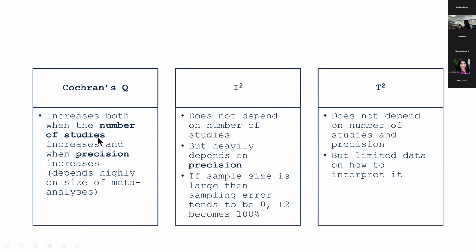So you found that Cochran's Q depends on your number of studies as well as your precision. Your I-square does not depend on the number of studies, but it depends heavily on precision. But tau square neither depends on the number of studies nor the precision, but there's very limited data on how to interpret it. If you're interested, there is something called prediction intervals, which is found in the Cochrane Handbook, where you can read it up.